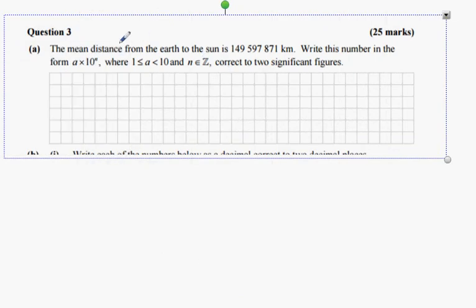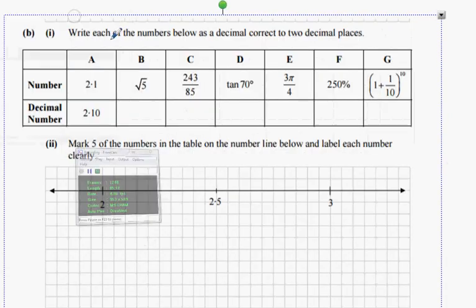Now, the mean distance from the Earth to the Sun is this much here. I'm going to write each of the following.